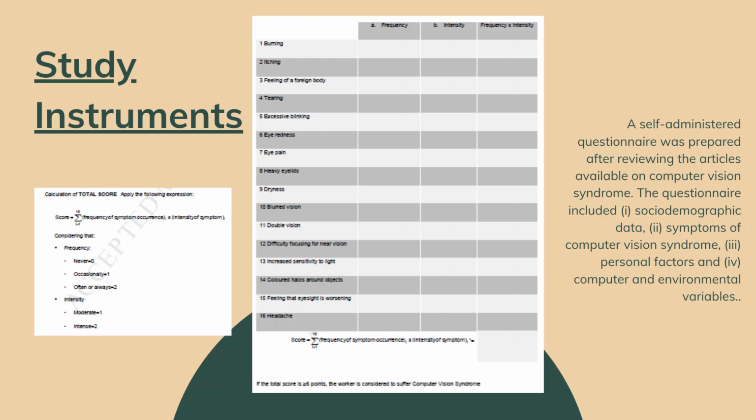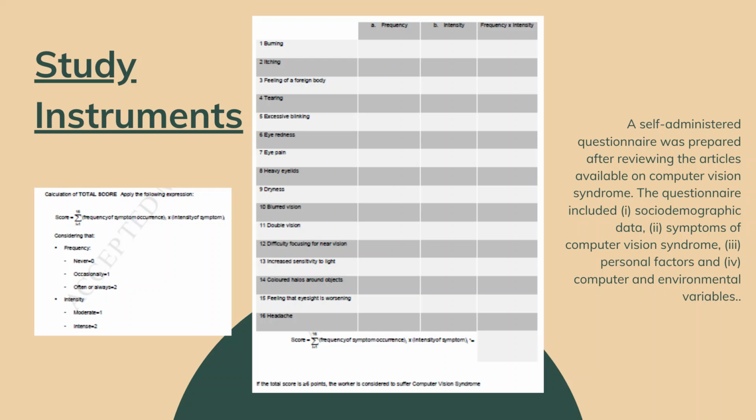The study instrument that we use is the questionnaire. A self-administered questionnaire was prepared after reviewing the articles available on computer vision syndrome. The questionnaire includes the sociodemographic data, symptoms of computer vision syndrome, personal factors, and computer and environmental variables. The questionnaire was edited for easy understanding by the respondents.